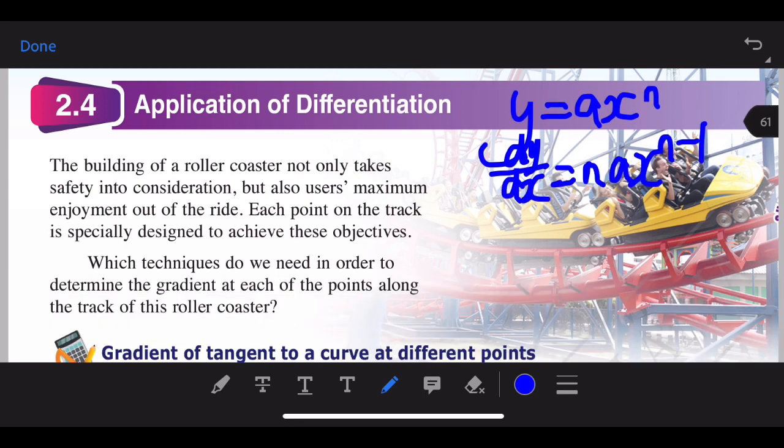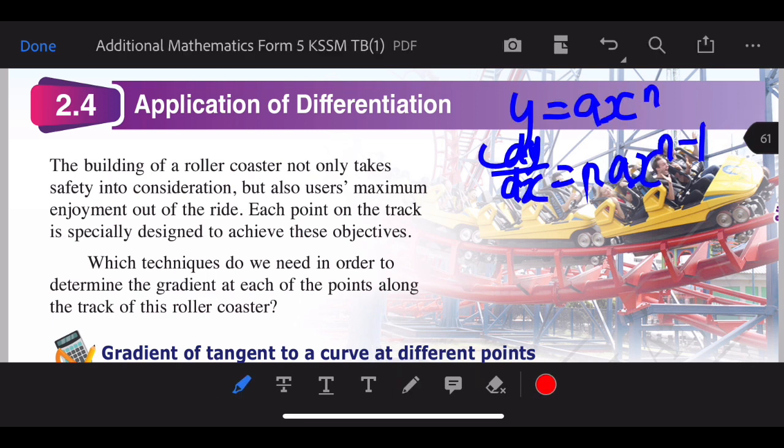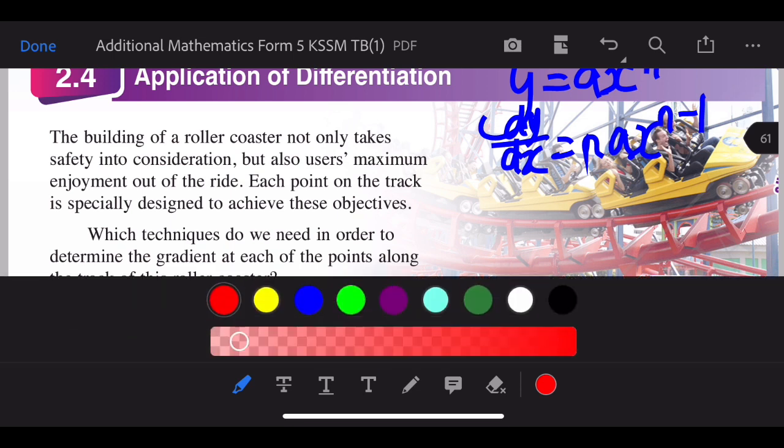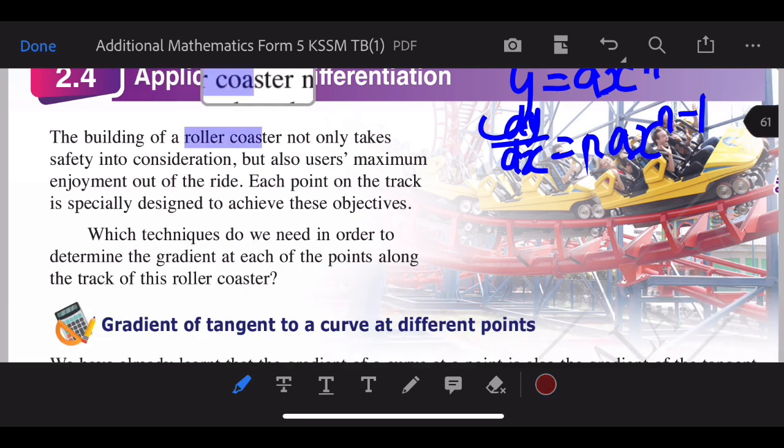Now, application of differentiation is very useful in our daily life. Let's see this one. The building of the roller coaster, right? For example, you go to Genting Highlands, you play the roller coaster. So actually it applies the concept of differentiation. Do you know that?